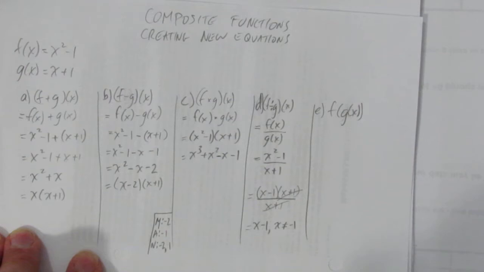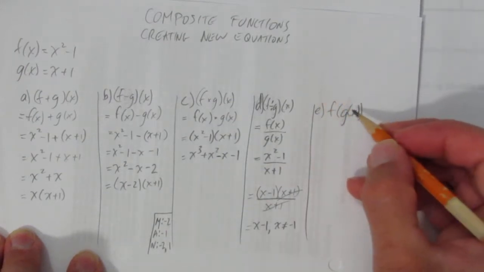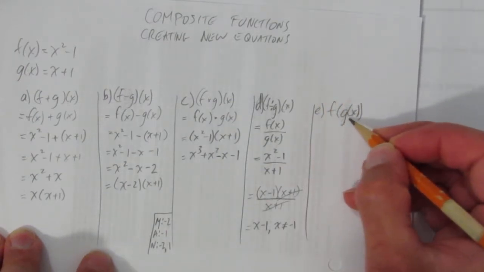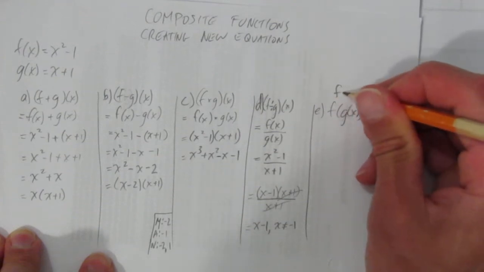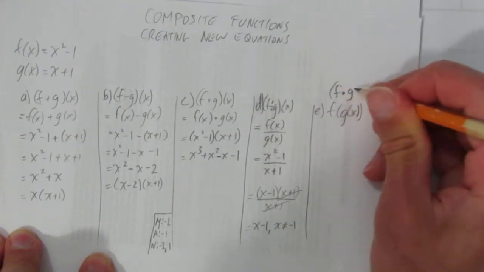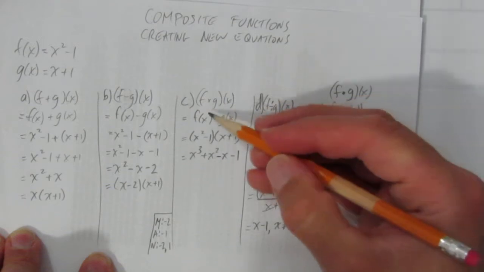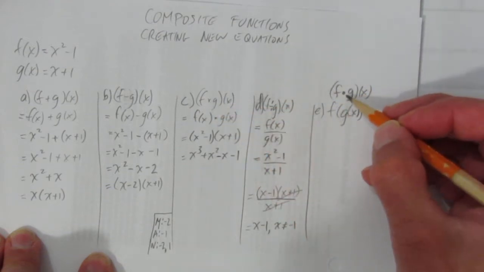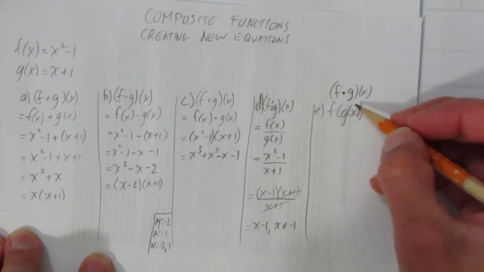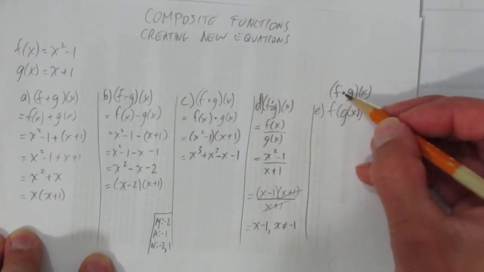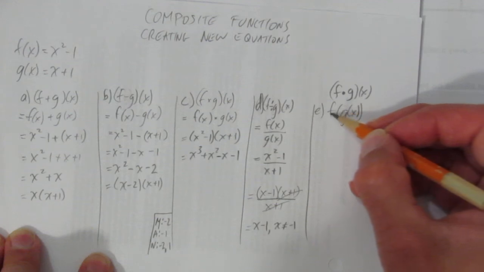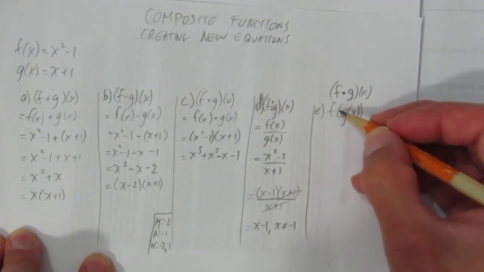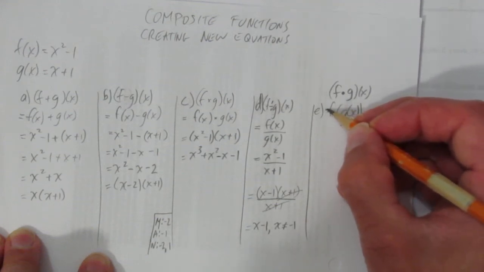The last new equation we're going to create is f at g at x, which is sometimes written f dot g at x. That's why back here in part C I said, notice this is a times symbol, don't use a dot. A dot means sub one function into the other. That is, f dot g at x would be f at g of x, sub g of x into f at x. So I should have an equal sign here.